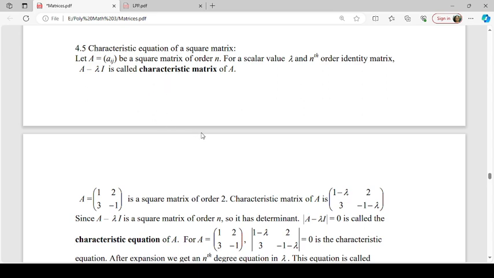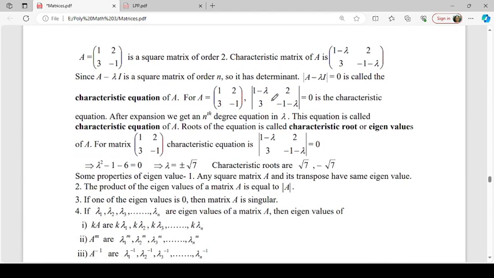Then we find a determinant. So this is the determinant of A minus lambda I, and we equate it to 0. We have some polynomial in lambda. So this is the characteristic equation of a matrix. So this determinant is the product of this into this, minus 6.